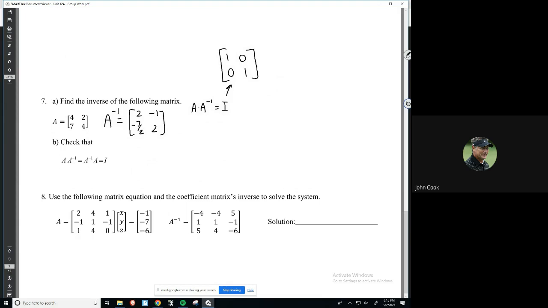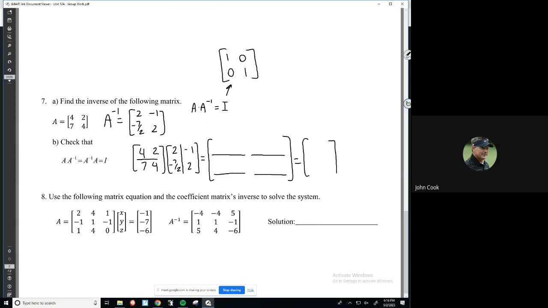All right, so here we go. Let's do A times A inverse. So A is going to be 4, 2, 7, 4. A inverse is the other one, 2, -1, -7/2, and 2. All right, so let's multiply this stuff together. It's rows times columns, so it's going to be a 2 by 2 matrix when we're all done. So let's write those out here and see what we end up with. It should be 1, 0, 0, 1. Let's see if that's the case, okay?